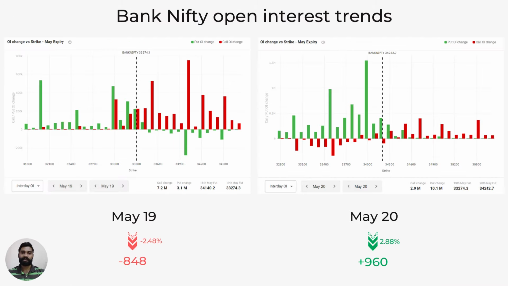Now coming to the Bank Nifty, we can see the contrast between the open interest graph of this index on May 19th when it fell by 2.48% and on May 20th when it rebounded by 2.88%. Like Nifty 50, we can see the same trend here as well. There were a lot of calls sold on May 19th when the Bank Nifty fell, leading to several resistance zones. However, when the index rebounded on May 20th, a lot of these call positions were closed. This is called short covering. And a lot more puts were sold, creating support zones. So whenever there is a big swing in the markets, the short-term resistance and support become dynamic and move more often.